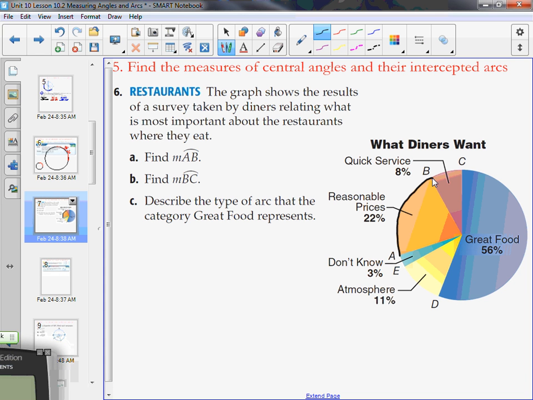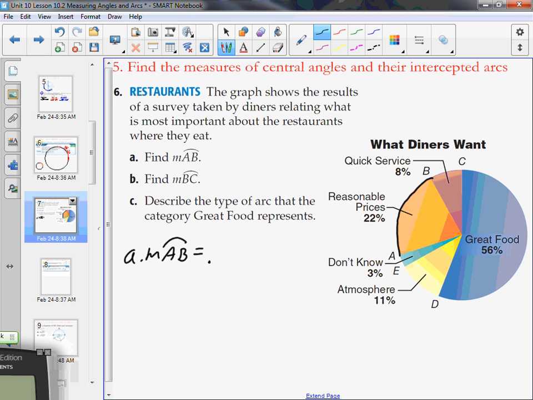Look, they don't tell me any angle measures. There's not a degree mark anywhere on that figure. So I can't just do it like we've been doing and say, whatever the measure of that angle is, that's the measure of the arc. That's true, but I don't know the measure of the angle. But the measure of arc AB equals... Isn't the whole circle 360 degrees? So shouldn't the measure of this be whatever 22% of 360 is? Does that seem reasonable to you?